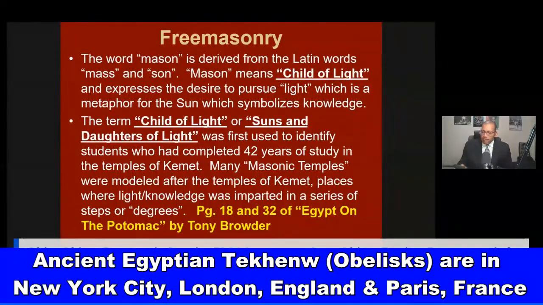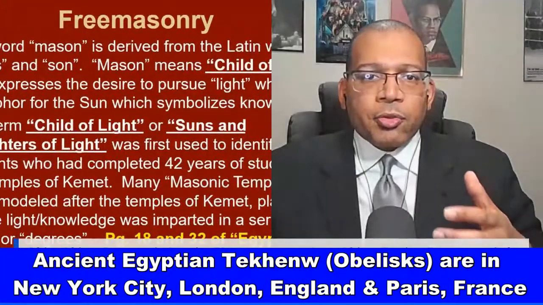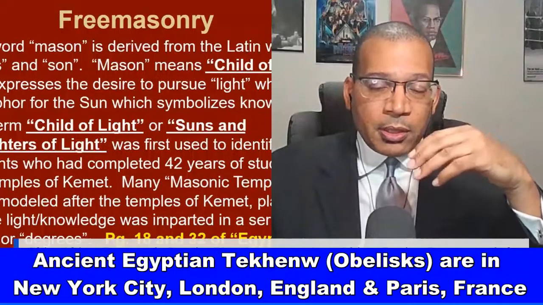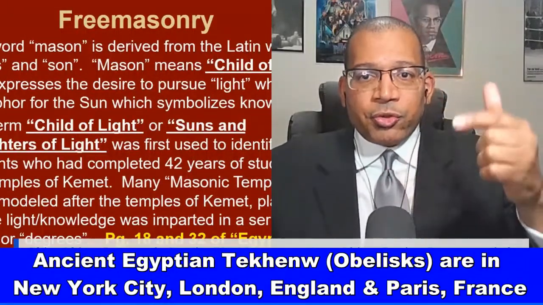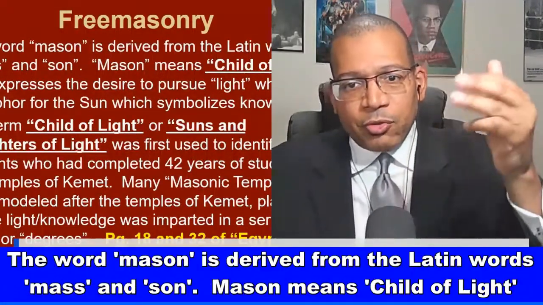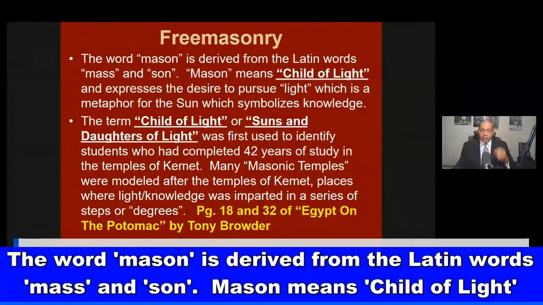as well. And George G.M. James talks about this in the book Stolen Legacy. He talks about the 7 liberal arts and the concept of going to an institution of higher learning and getting your credentials in a series of steps, in a series of degrees: associate's degree, bachelor's degree, master's degree, PhD. That comes out of the Nile Valley region of Africa also. Read Egypt on the Potomac by Tony Browder, pages 18 to 32.